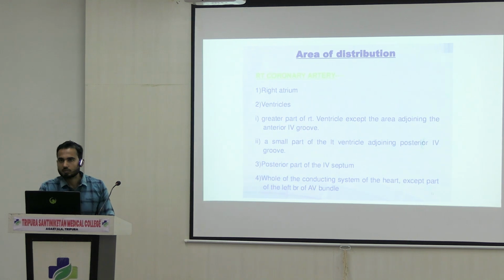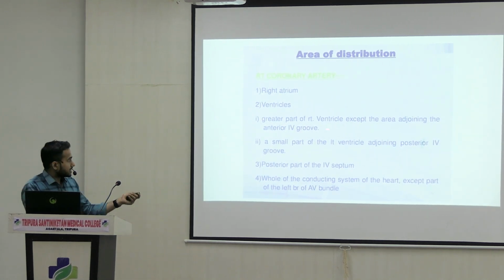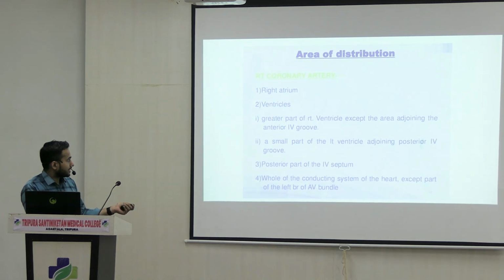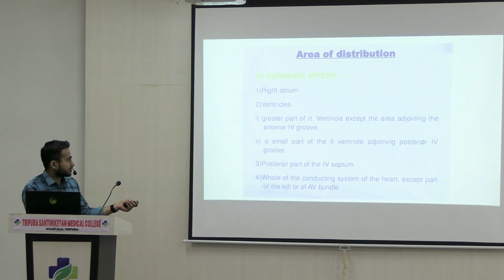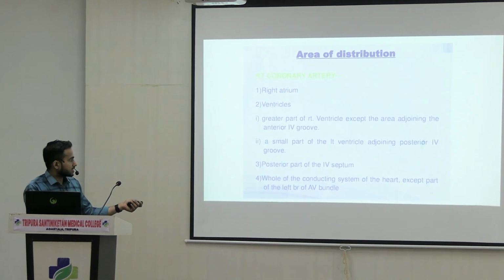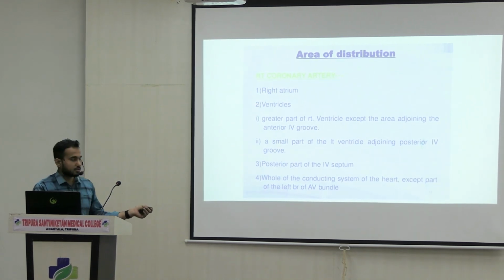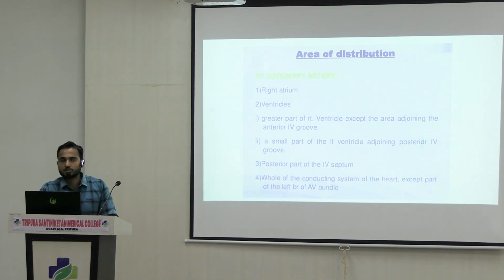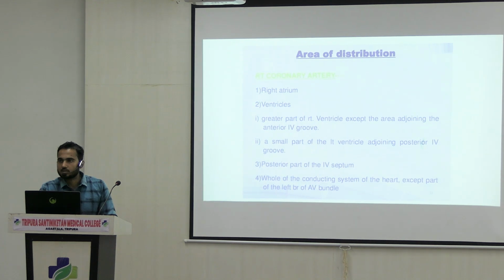right coronary artery. So these are the areas of the ventricles. Next, the posterior part of the interventricular septum is supplied by the right coronary artery, and the whole of the conducting system of the heart except the left branch of the AV bundle. So these are some areas of the heart which are supplied by the right coronary artery.